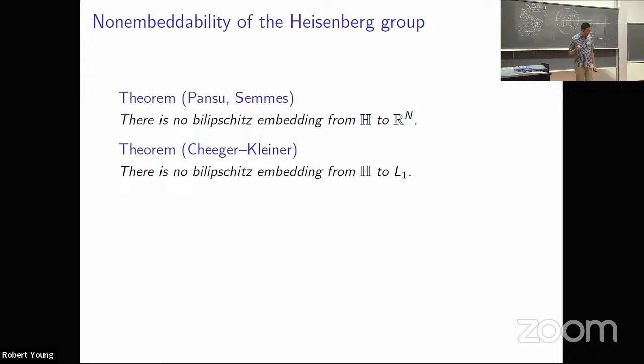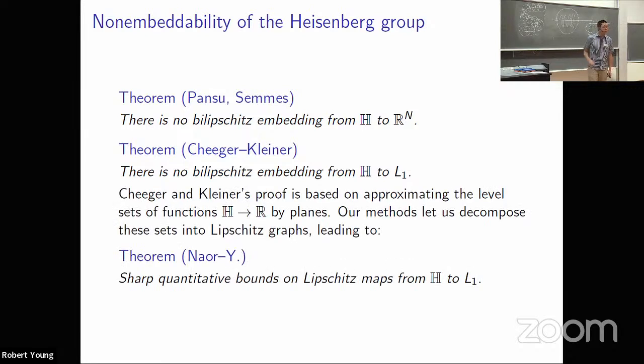But what does this have to do with surfaces and the complexity of surfaces? Well, Tiger and Kleiner's proof is based on approximating surfaces in the Heisenberg group by planes. If you have a map from the Heisenberg group to L1, you can break that down into a bunch of coordinate functions, and then you can look at the sub-level sets of those coordinate functions. That gives you a bunch of surfaces. The level sets of those functions form codimension 1 surfaces.